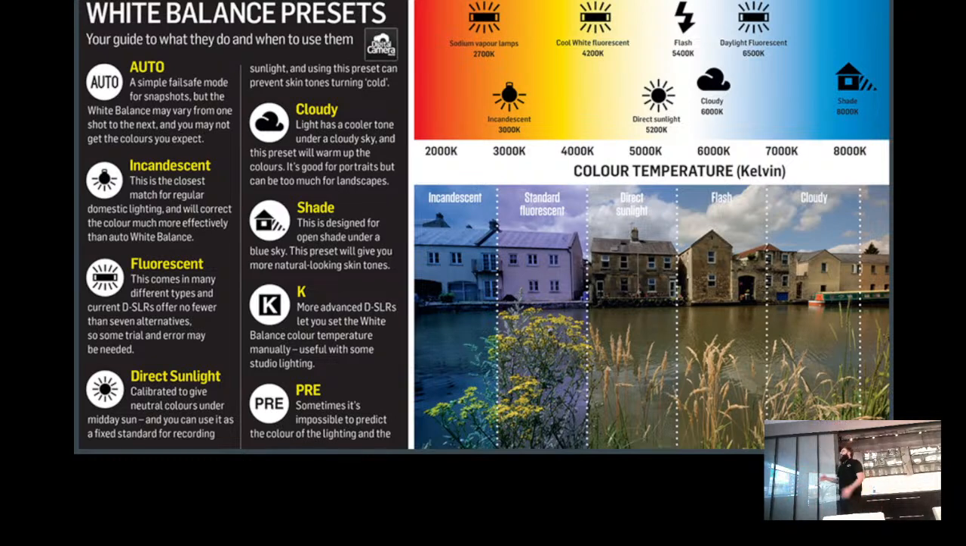Auto white balance, or white balance as a whole. Now these are presets on the camera that affect the white balance that you have. The way you can look at this is that the color white is going to be present in anything that you're doing. It's kind of a mixing point in a lot of different colors.